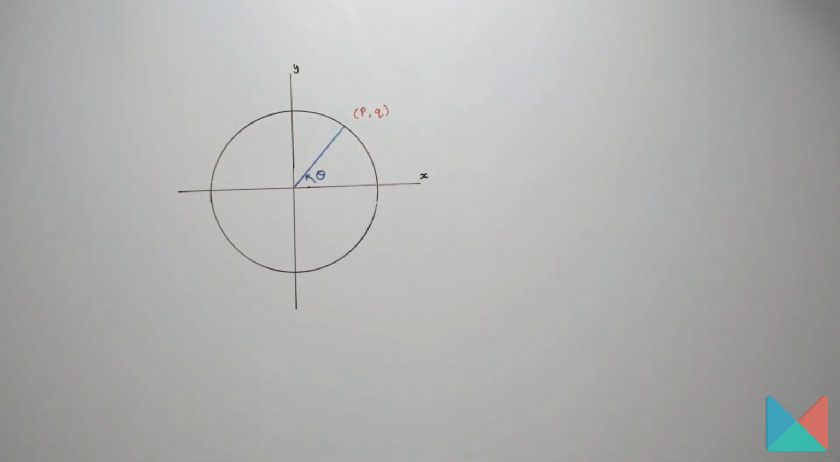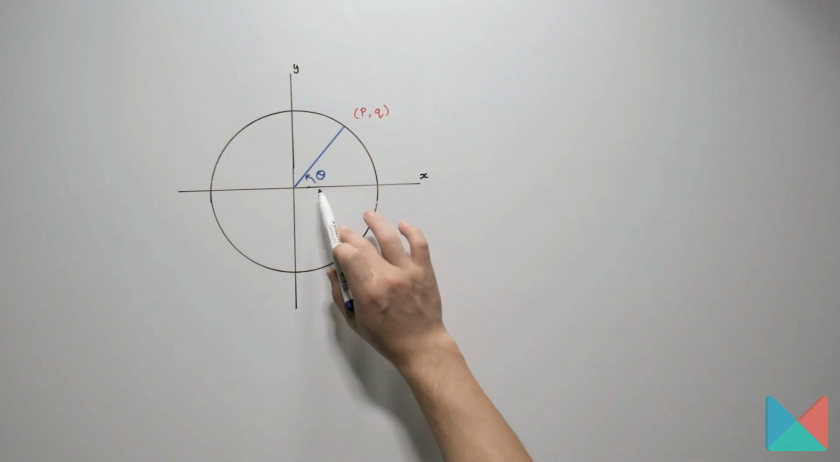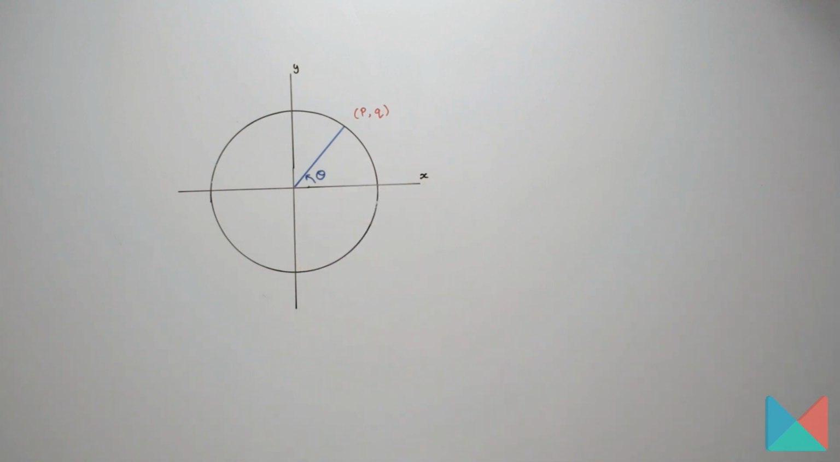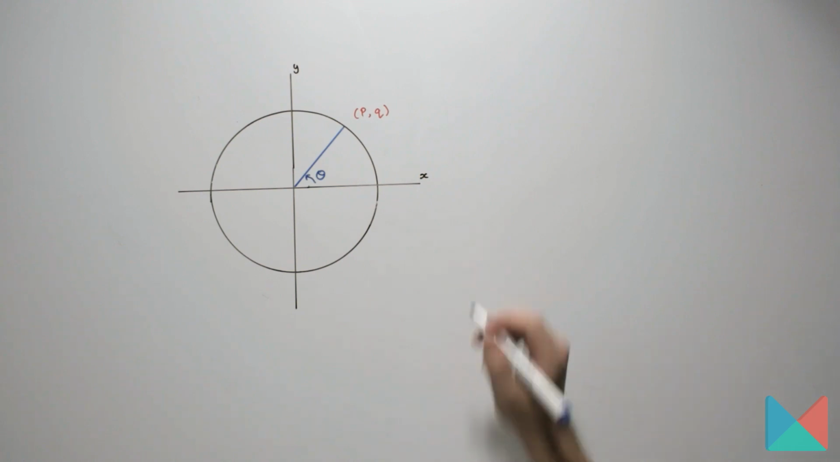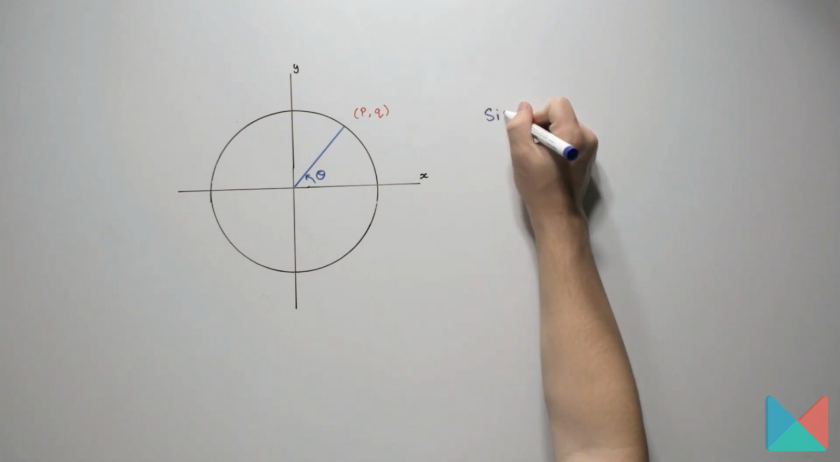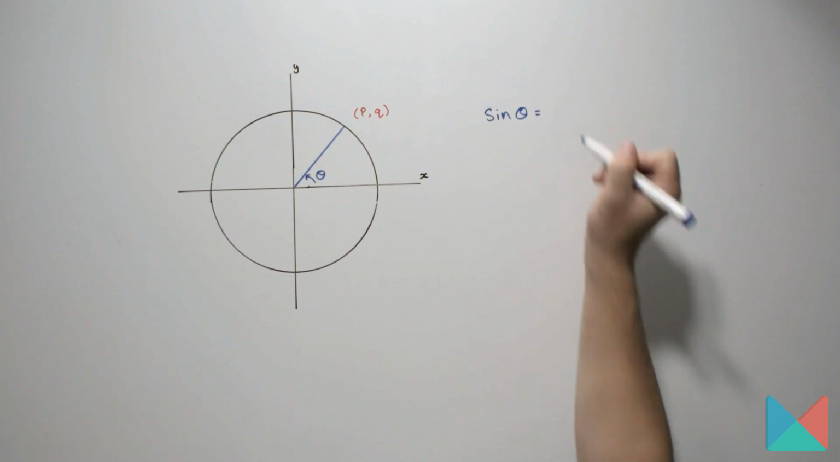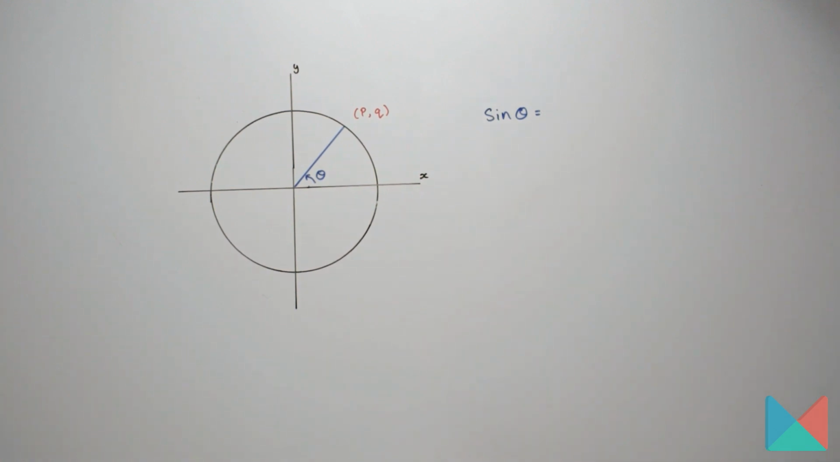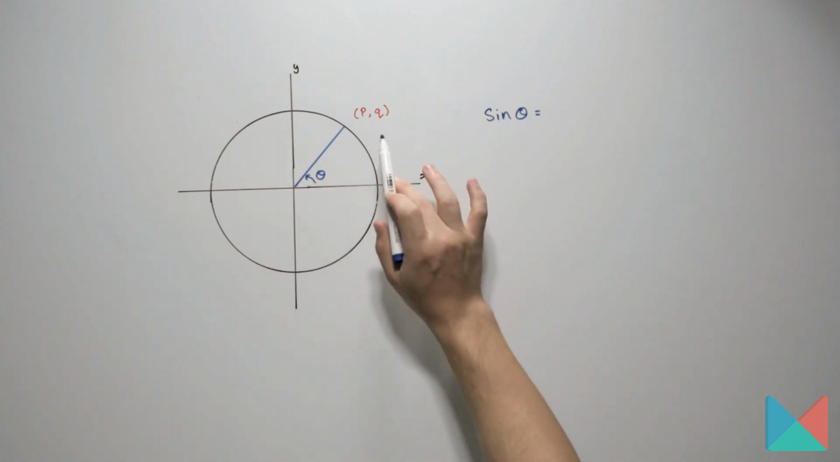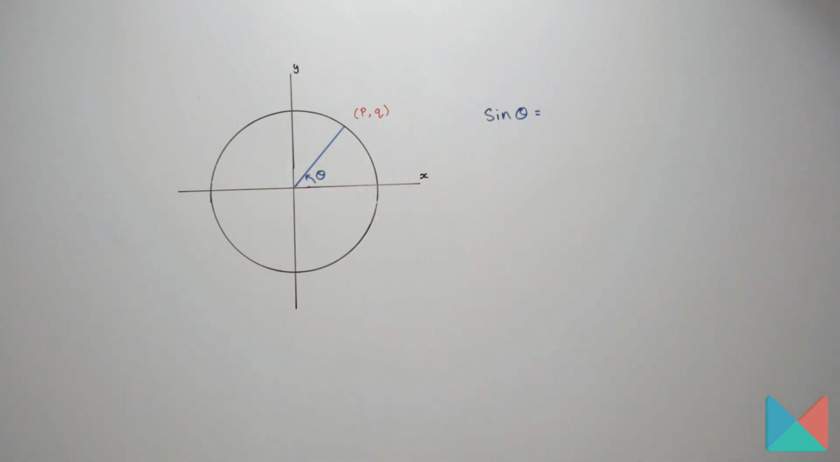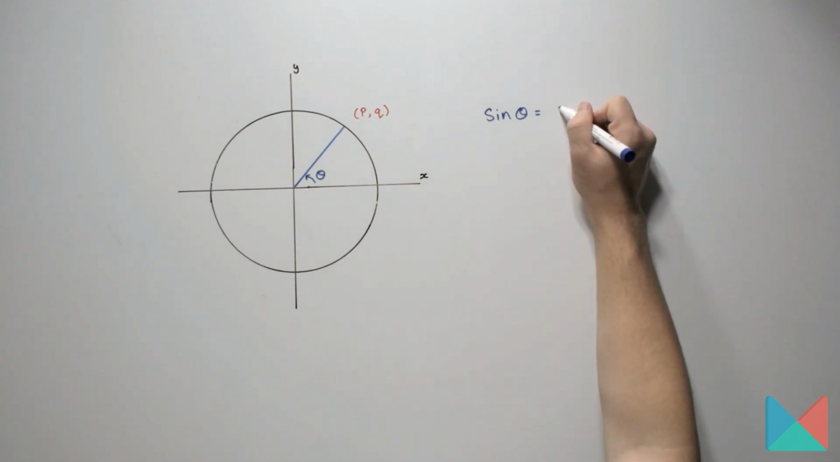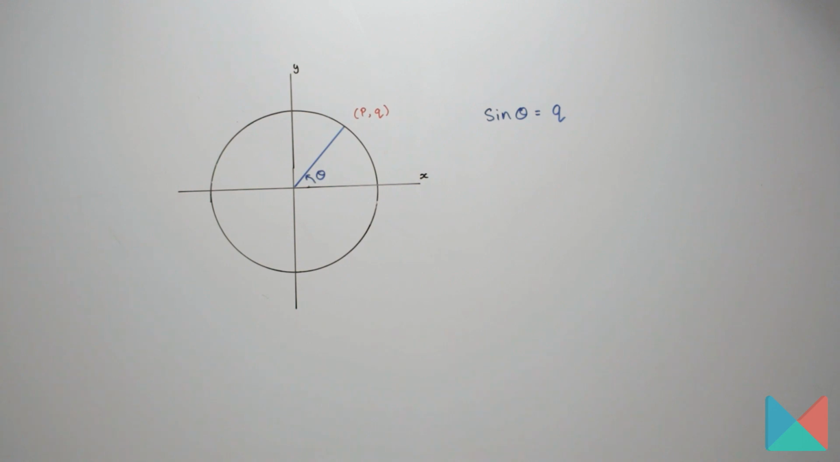For our first example, we have a unit circle with an angle theta that extends to our coordinates P, Q. And the first question we want to answer is, what is sine of theta? From our understanding of the unit circle so far, we know that sine is what you read off the y-axis on the unit circle, or in other words, it will be the y component of the coordinate on our unit circle. So sine of theta, in this case, will be Q.